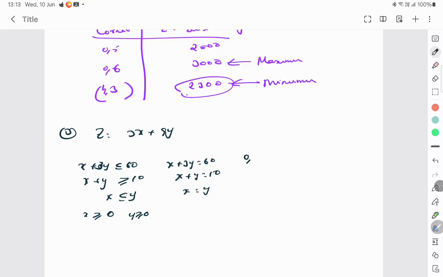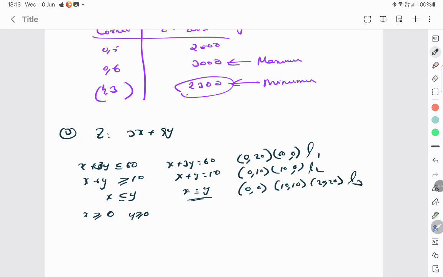Consider them as equalities. Consider x is 0, what is y? It is 20. Y is 0, x is 60. This is line 1. X is 0, y is 10. Y is 0, x is 10. This is line 2. What about x equal to y? X is 0, y is 0, and if x is 10, y is 10, x is 20, y is 20.